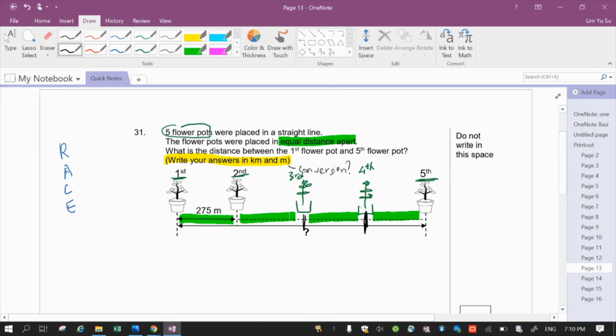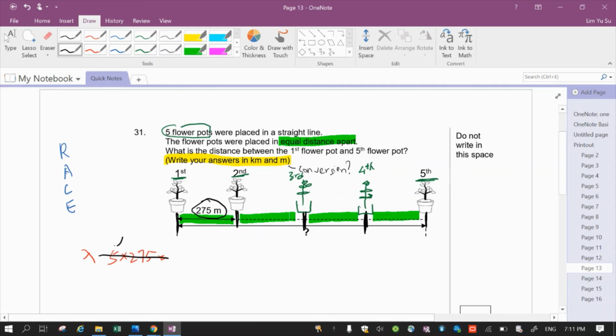I'm drawing the extra line here to mark out the spacing. Now, some of us will quickly answer and just go, oh, 5 flower pots, and then there's this number given here. What they do is quickly multiply 5 by 275 and get an answer, and that will immediately be a wrong answer. This is incorrect.